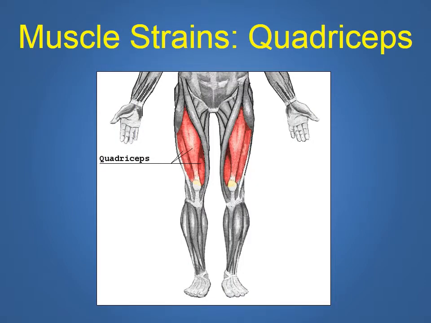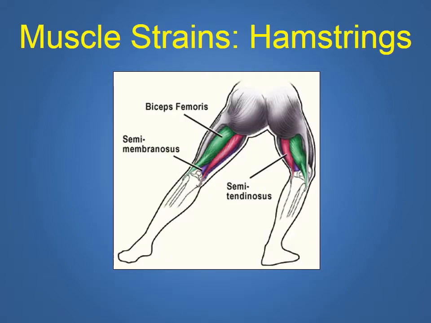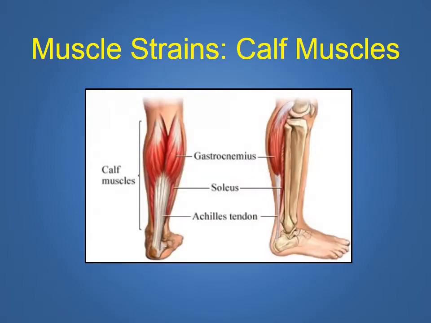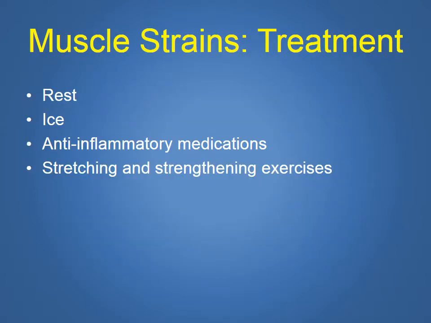The most commonly affected muscles include the muscles in the front of the thigh known as the quadriceps, the hamstring muscles in the back of the thigh, or the calf muscles in the lower leg. Muscle strains are treated conservatively with a combination of rest, ice, anti-inflammatory medications, and stretching and strengthening exercises after the initial pain subsides.